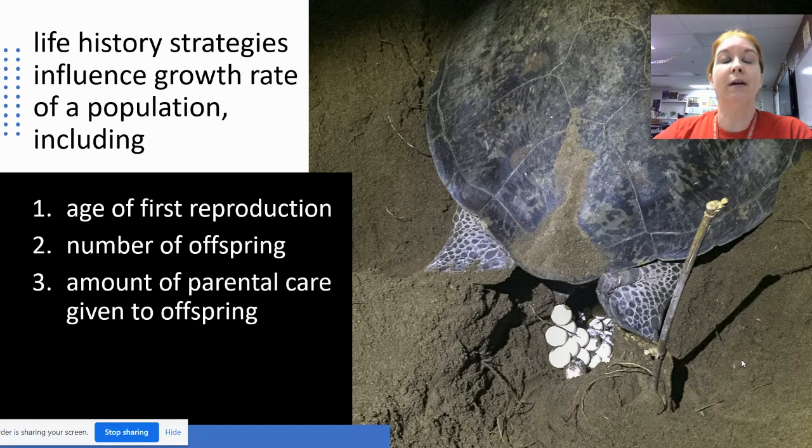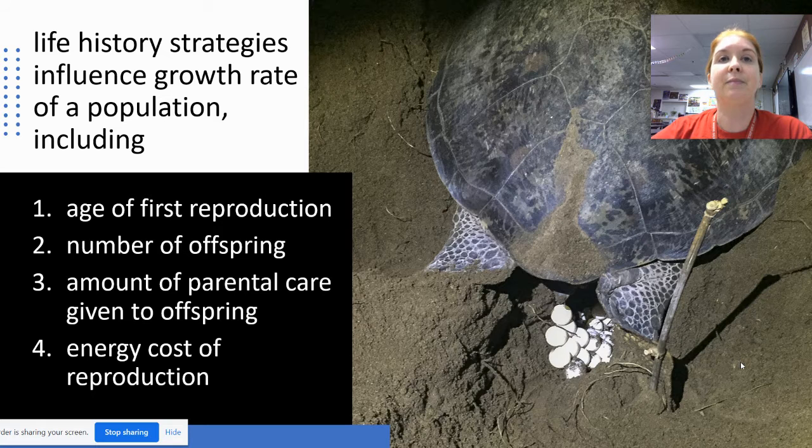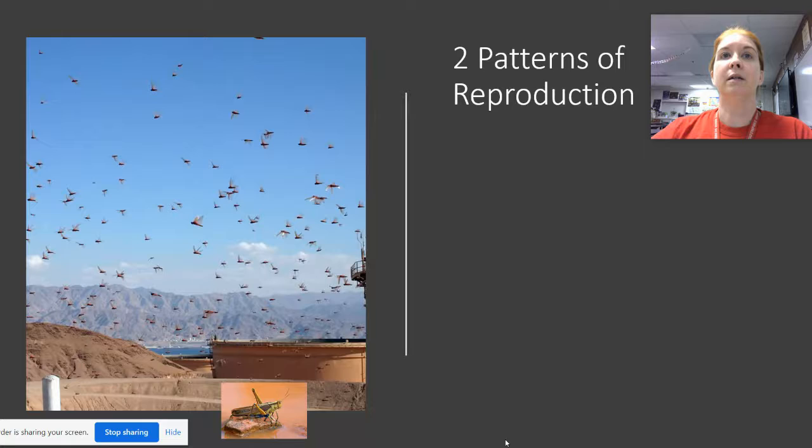Amount of parental care given to offspring, and I will talk more about this. Do you care when you have a baby? Are you taking care of them? Or you just laid eggs and you left them somewhere? And then energy cost of reproduction. How much does it cost to, say, lay an egg versus grow a baby inside of you? Definitely different things. So there's that. Moving on.